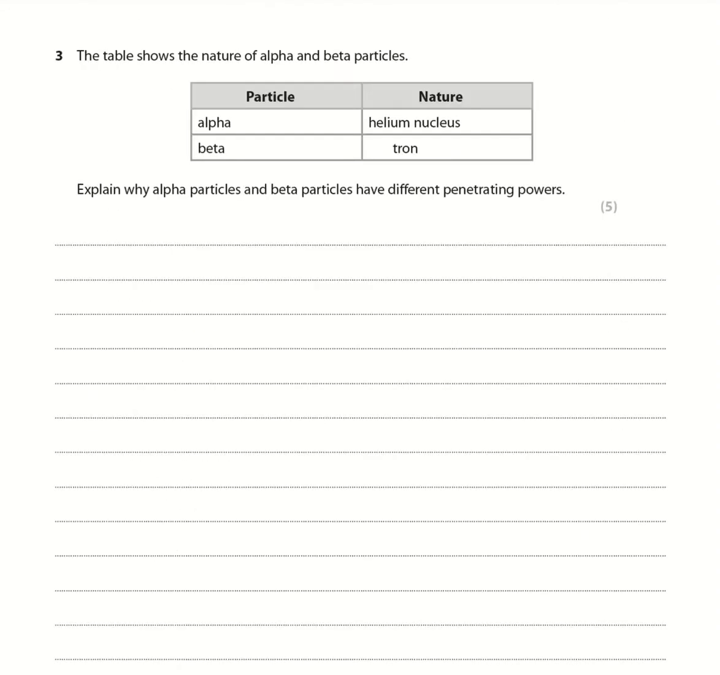Those are the answers. The table shows the nature of alpha and beta particles. Alpha is a helium nucleus, as its proton number is 2. It is the nucleus of helium, not the helium atom, as there are no electrons, and beta is an electron.